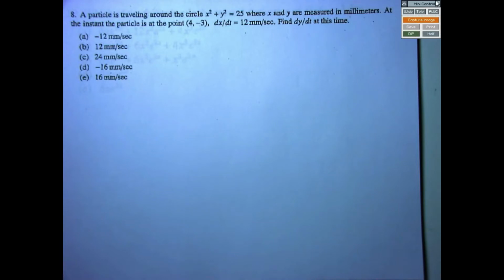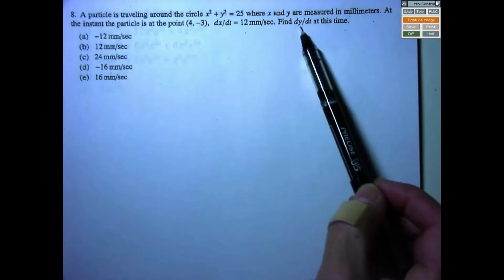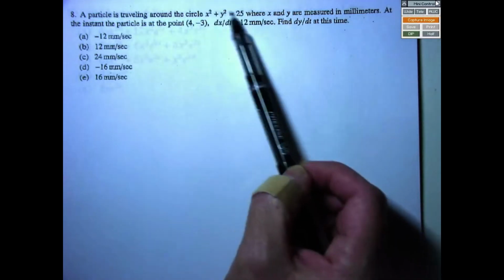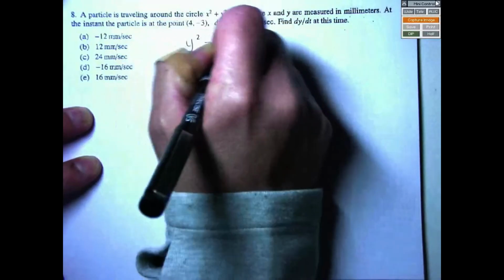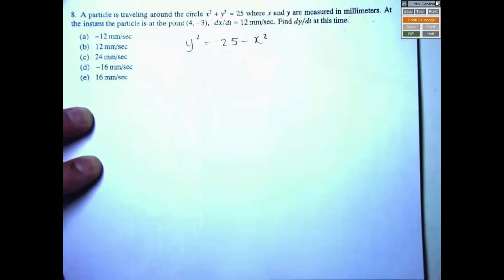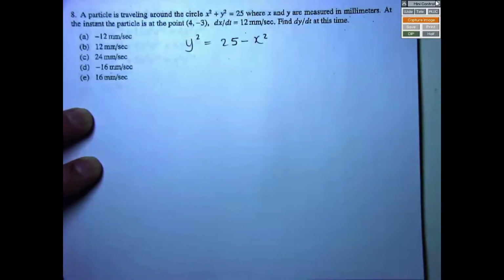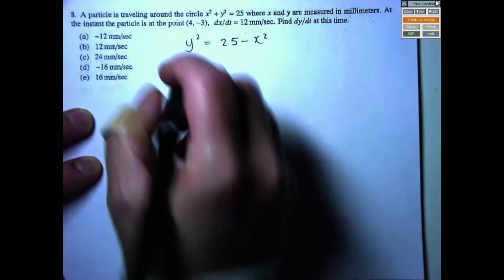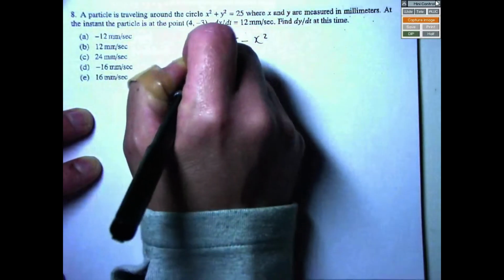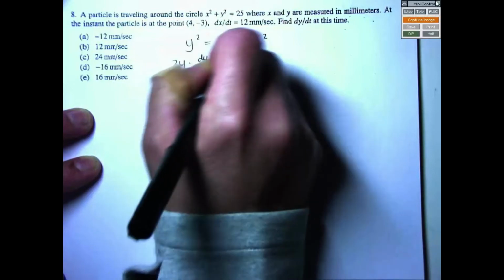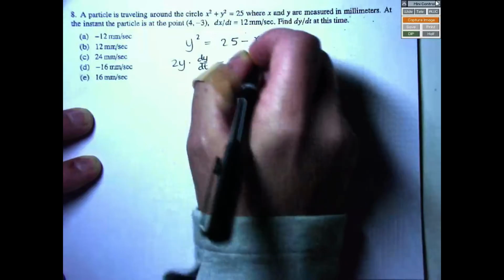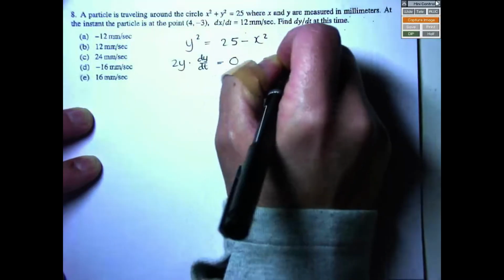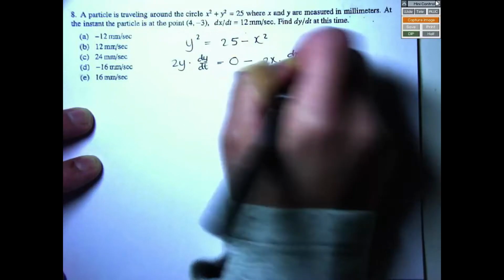All right, so what you can do to make things easier, since we know that we're solving for dy dt, I'm going to take this equation and just put y squared on one side. So y squared is equal to 25 minus x squared. And I'm going to find the derivative with respect to t of both sides of this equation. So the derivative of y squared is equal to 2y times dy dt. Derivative of a constant is 0, minus the derivative of x squared will be 2x times dx dt.